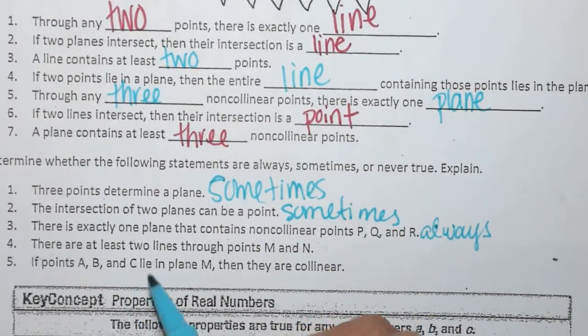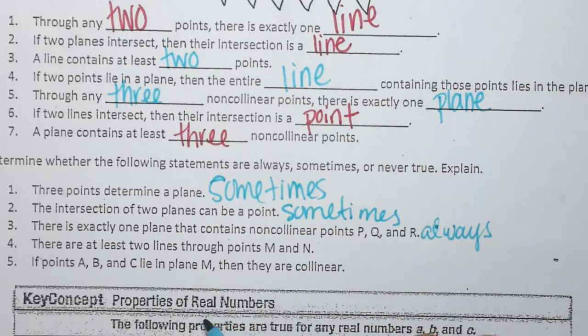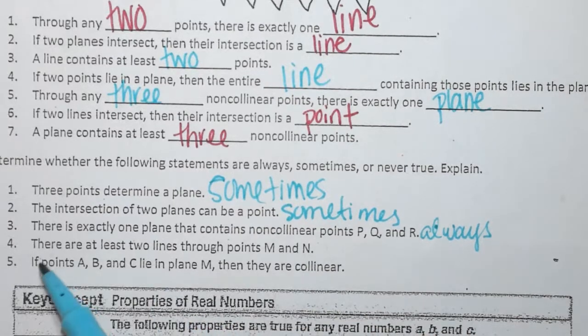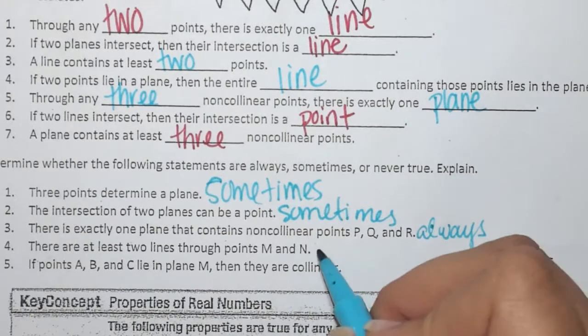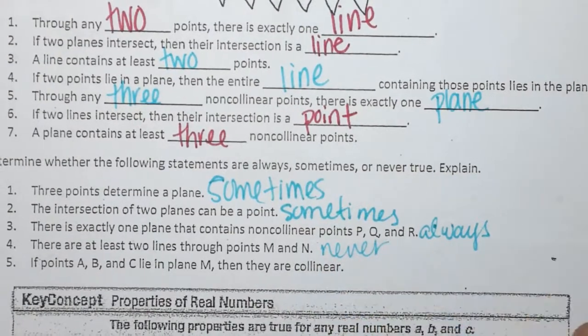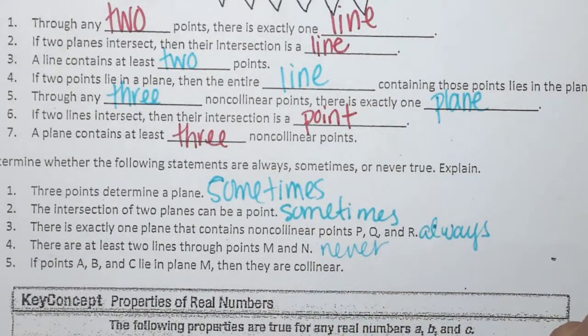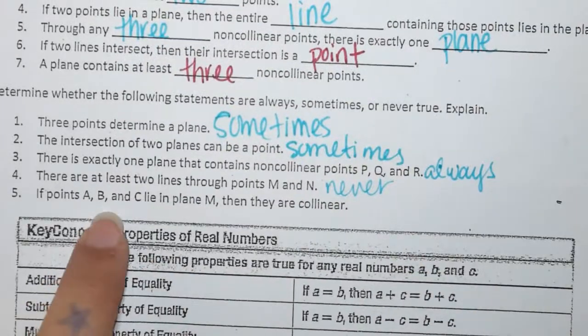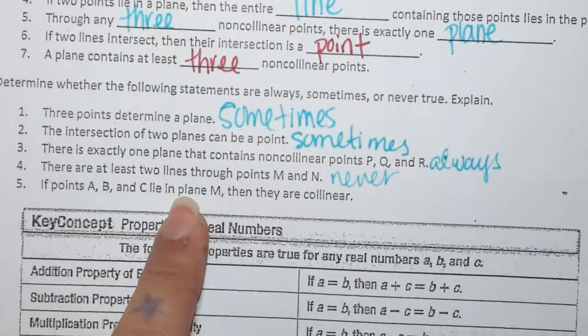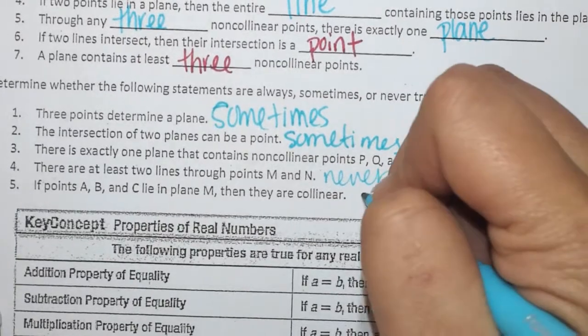There are at least two. Yeah, you just said it, so that's another five. There are at least two lines through points M and N. Never. If points A, B, and C lie in plane M, then they are collinear. Never. Sometimes. What? It's not saying that those points make up the plane. It just says that they lie in the plane. So sometimes.